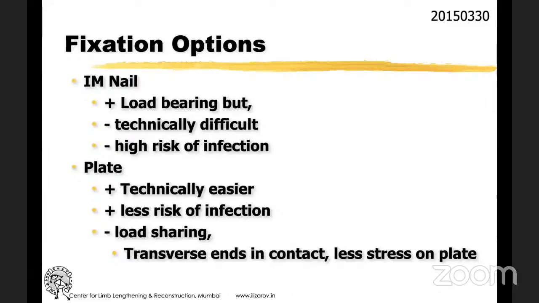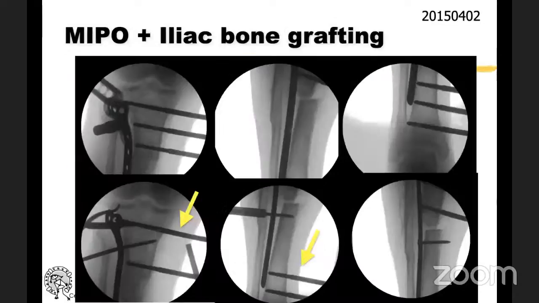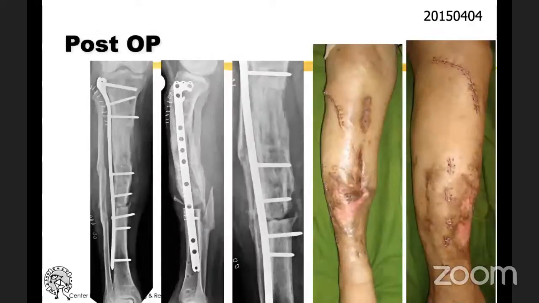And plating is the other option, which is technically easy, with lesser chances of infection as a surface implant. Though it is a load sharing implant, the ends are transverse, so there may be less stress on the plate. So we have done MIPO and iliac bone grafting. So these are the post-op pictures of the patient.